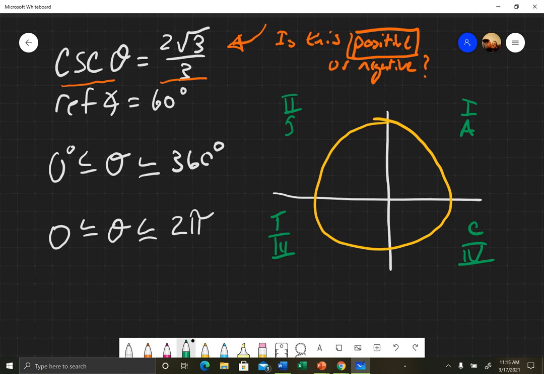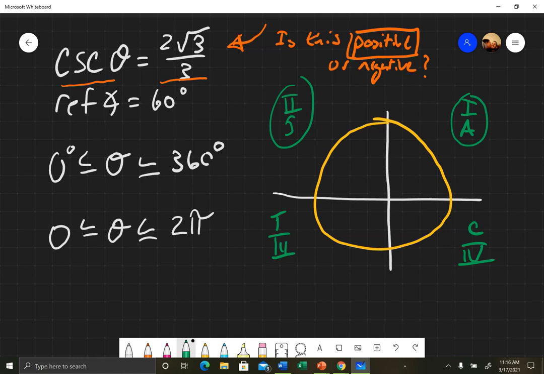Well, we know in the first quadrant, everything is positive. So we know that the cosecant is going to be positive there. We also know in quadrant 2 that it's going to be positive, right? Cosecant is the inverse of the sine. Sine is positive there. Therefore, the cosecant is going to be positive.